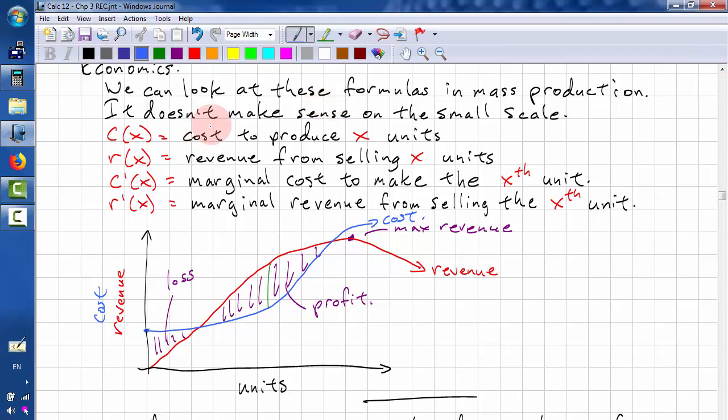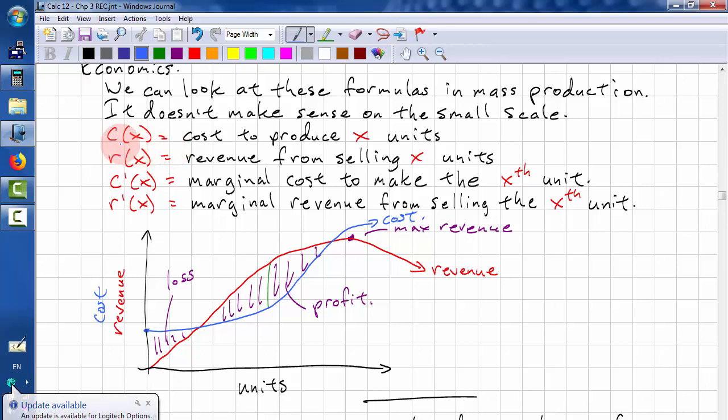Calculus can be used in economics, and we can look at these formulas when we're doing mass production. And it doesn't make sense on a small scale because what happens is we produce integer or whole numbers of units. We don't normally produce fractions of units in mass production. So we don't manufacture part of a car. We don't manufacture part of a TV. We manufacture whole cars and whole TVs.